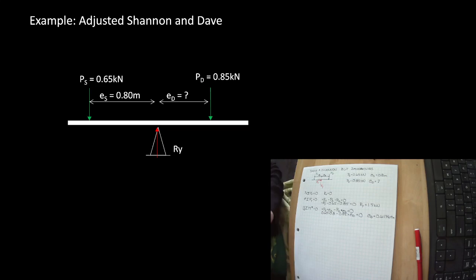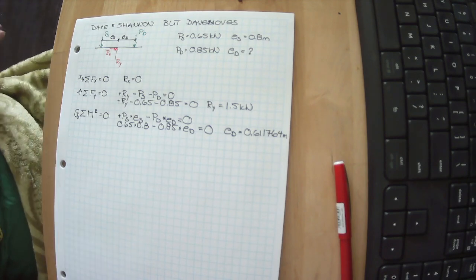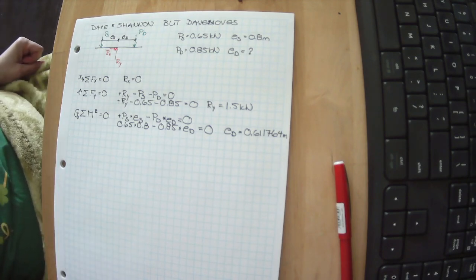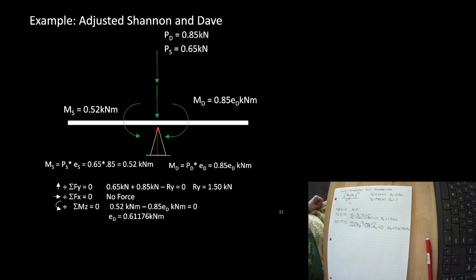Okay, so that showed us what Dave had to do to stop this from rotating. Here it is worked out a slightly different way, but you can see we get the same answer.